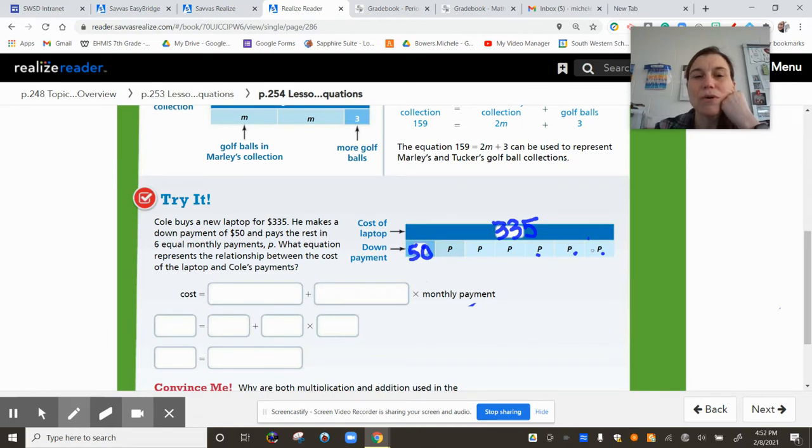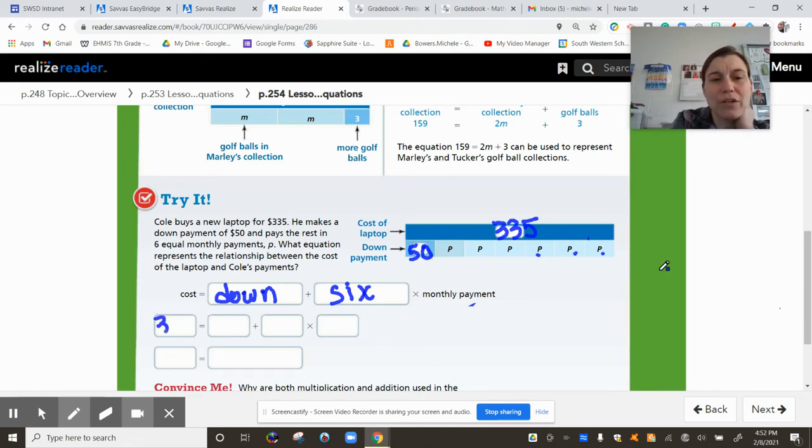Okay, so the total cost is going to be paid off by first the down payment, and then the 6 monthly payments over time. And once he completes all those, then he will have the whole thing paid off. So here are our two values that are equal. There's the total, and the other value that's equal to that is all the payments combined together that create that total.